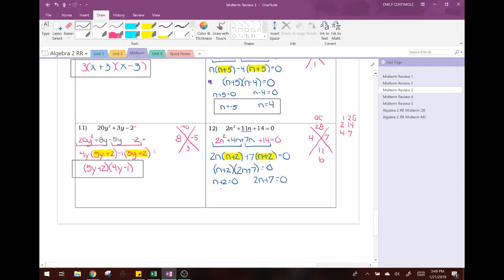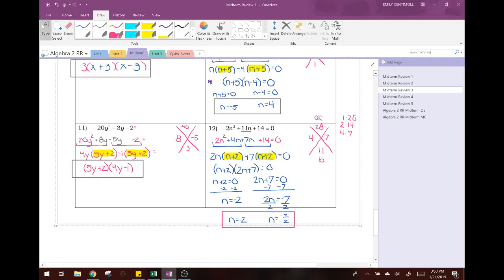So here I'm going to subtract 2 from both sides. I get n equals negative 2. Here I'm going to subtract 7 from both sides. So I get 2n equals negative 7. Divide each side by 2, guys. You want the variable alone, so that means you have to get rid of the 2, which gives us n equals negative 7/2, or you could write here negative 3.5. Either one is fine. I prefer the fraction, but it's okay either way. And circling up your final answer.